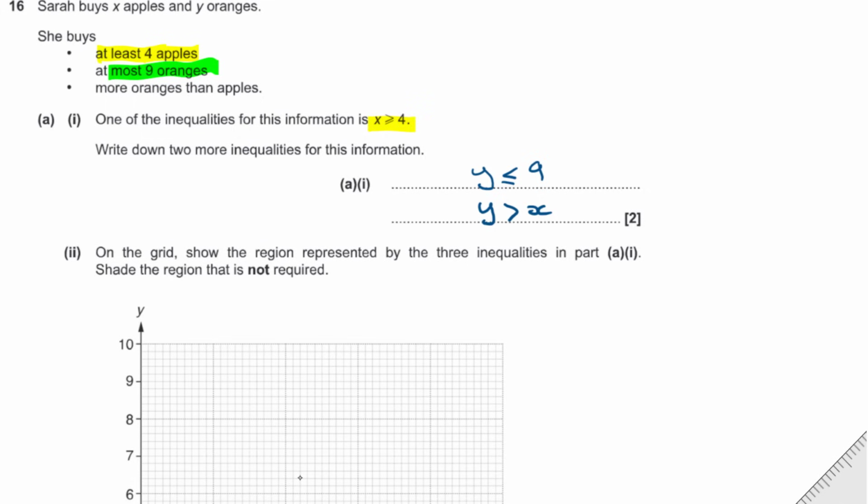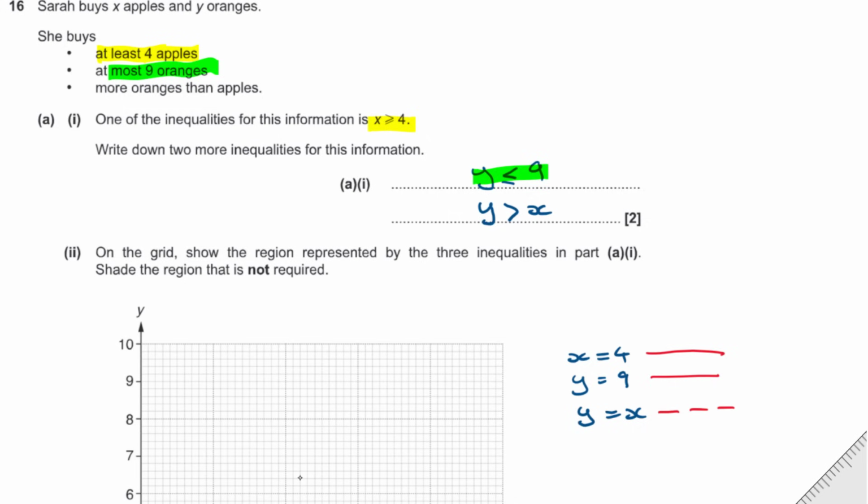Now on the grid, show the region represented by these 3 inequalities in part A. Shade your region that is not required. So I'm going to draw the lines to start off with: x equals 4, y equals 9, and y equals x. Because x is greater than or equal to 4 and y is less than or equal to 9, they both include the end values, so I'm going to draw these as solid lines. But for y equals x, y is strictly greater than x, so the line itself is not part of the solution. So I'm going to draw that one with a dotted line.